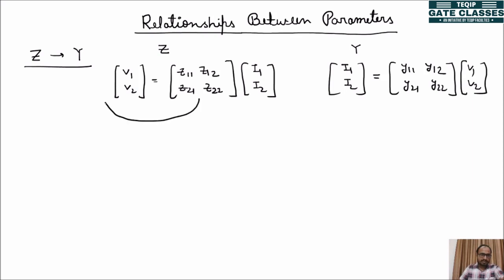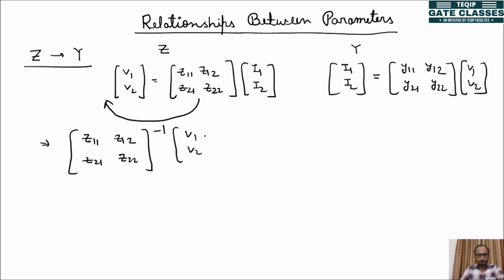Take this z matrix here. What will it be now? It will be equal to [Z11 Z12; Z21 Z22] inverse [V1 V2] is equal to [I1 I2]. But from this y parameter equation, you can understand that [I1 I2] is equal to this. So equate with this, because this is also equal to [I1 I2].